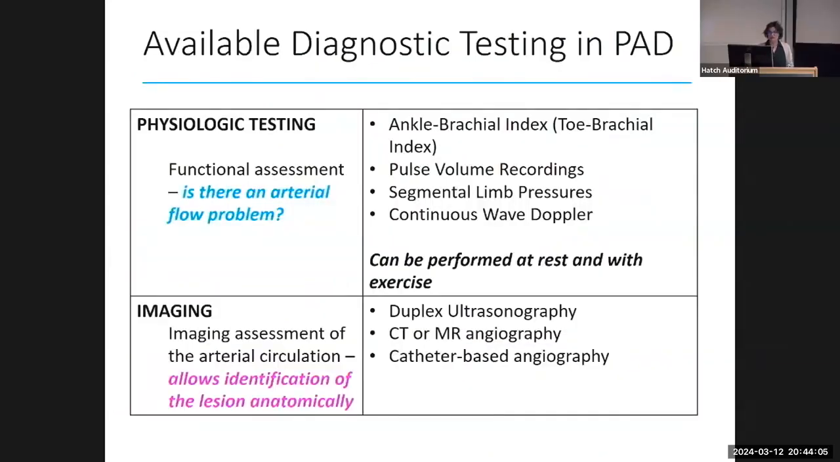But when you think about the available diagnostic testing in PAD, again, the physiologic testing, the ankle brachial index, and we're going to talk about the other additions to the ABI, really tells you if there's an arterial flow problem for your patient. The imaging is going to allow you to see the lesion anatomically, but it's not going to tell you if it's responsible for your patient's symptoms.